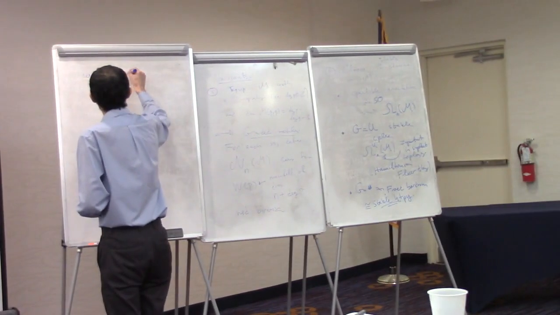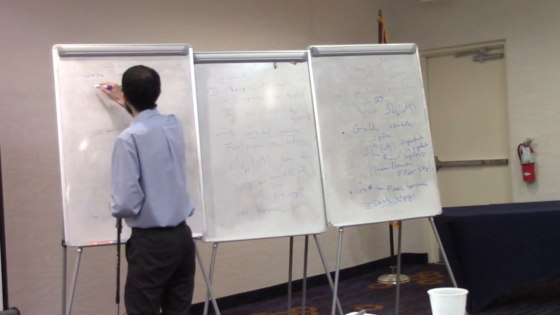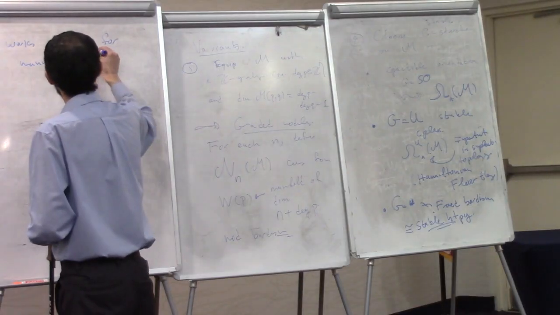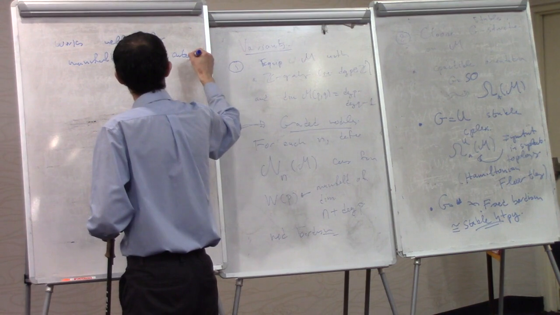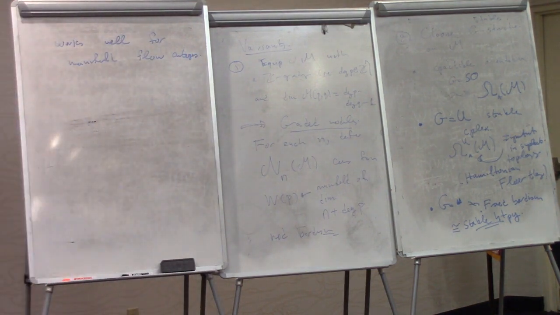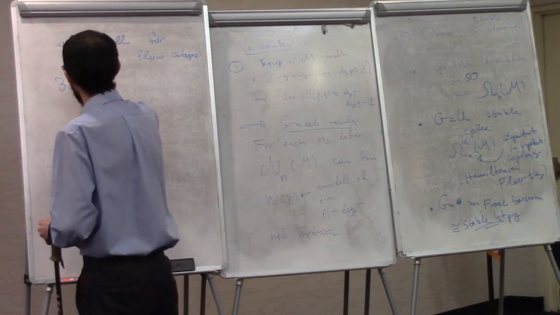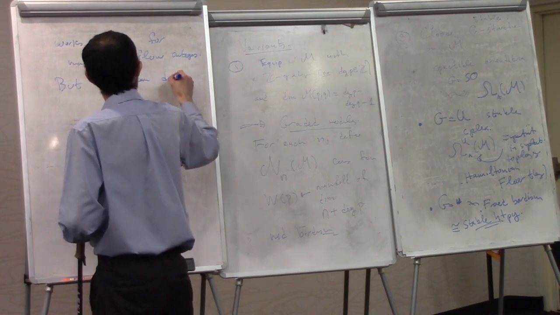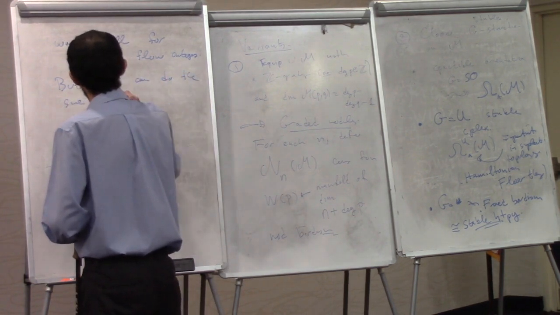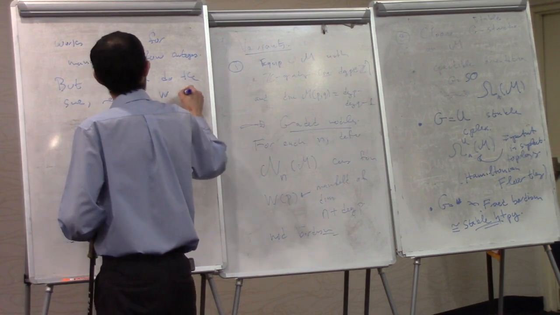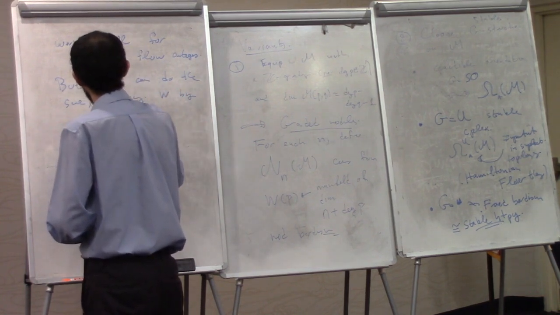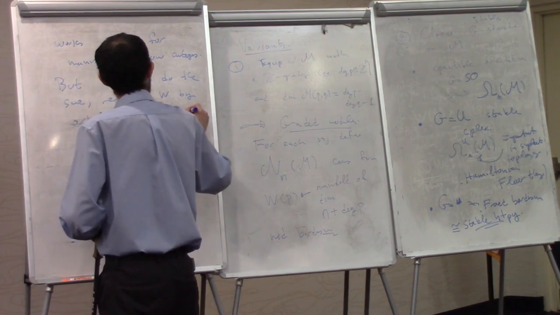This works well, as I said, for manifold flow categories. But then you can do the same thing, replacing W by an orbifold, or replacing W itself by a Kuranishi space. And now I'm going to state a conjecture.